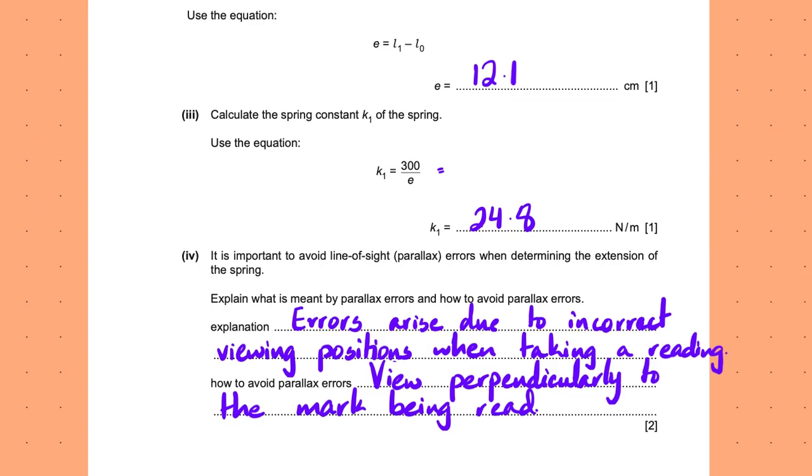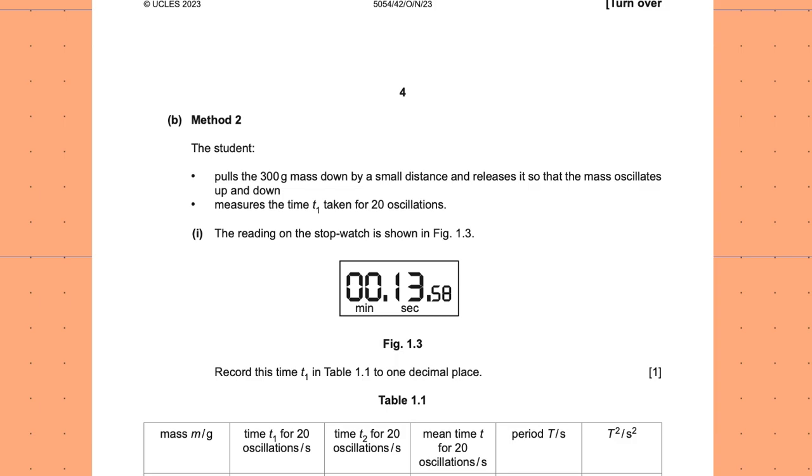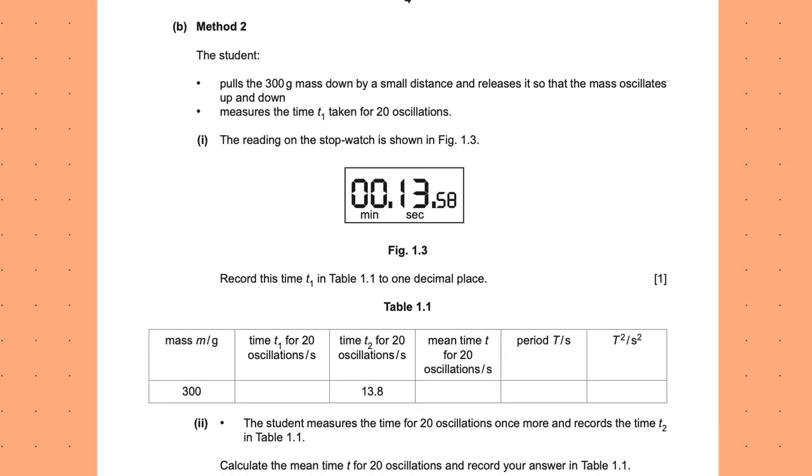Let's go on to the next part. Method 2, the student pulls the 300 gram mass down by a small distance and releases it so that the mass oscillates up and down. Measures the time t1 taken for 20 oscillations. Reading on the stopwatch is shown here. Record the time in table 1.1 to 1 decimal place. So to 1 decimal place, t1, this time is going to be 13.6 seconds.